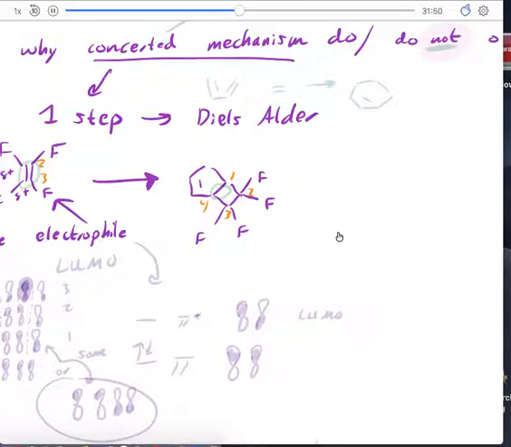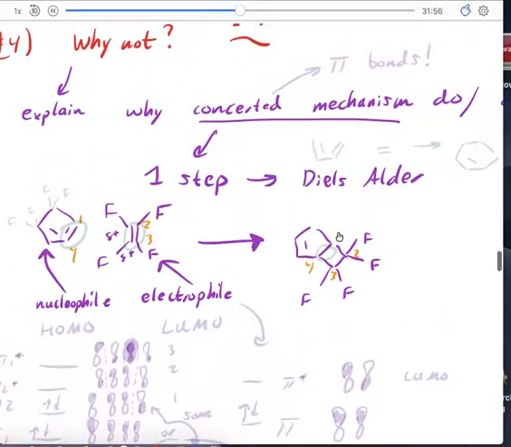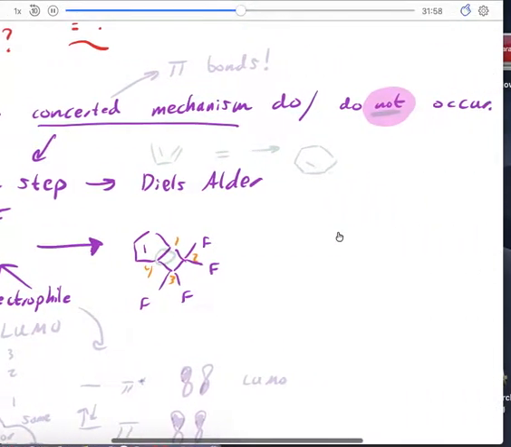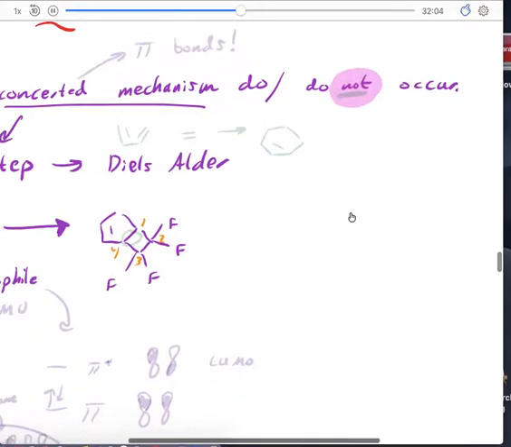Good thing I wrote that up there. So we're going to say, well, why not? Why is this not an aromatic? Well, why is it? Oh, it went back to pink. No, that's purple. So why is this not a concerted reaction?